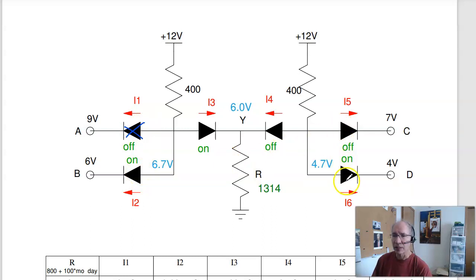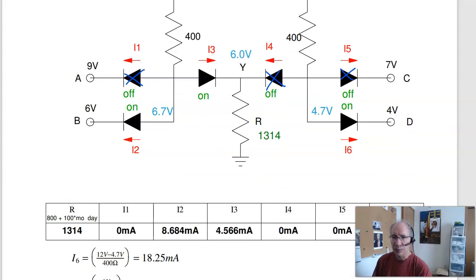Over here, this is also a min function, making this 4.7 volts. Now in the middle, the diode on the left turns on. So I have 6.7 minus 0.7, making that 6 volts. Pushing current backwards through diode 4, turning it off. That all works. Now to find the currents, I've got 6 volts going to ground through 1314 ohms.